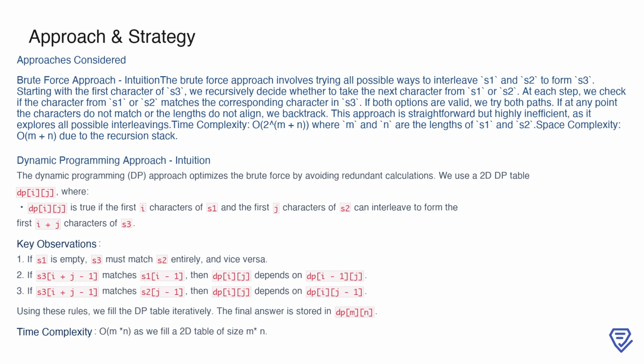Next, we have the dynamic programming approach, which optimizes this process by avoiding redundant calculations. Here, we use a 2D DP table, DP[i][j], to determine if the first i characters of S1 and the first j characters of S2 can combine to form the first i plus j characters of S3. Key observations include handling edge cases, like when S1 or S2 is empty, and building the solution iteratively based on matches between characters in S3 and the respective strings. This approach improves efficiency significantly, reducing the time complexity to O(m*n).